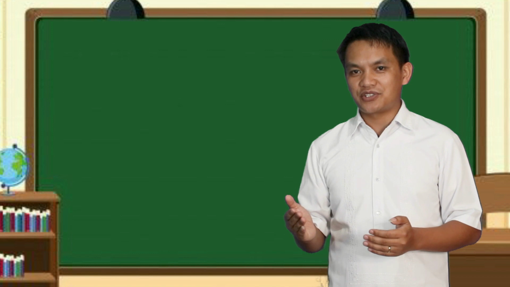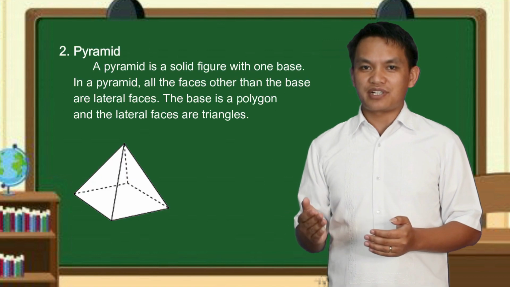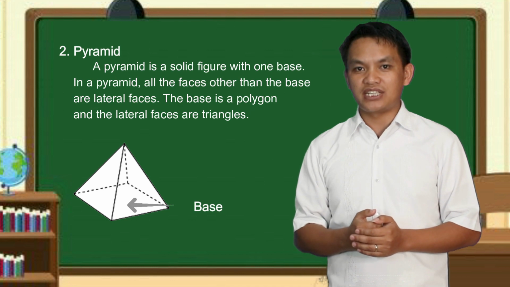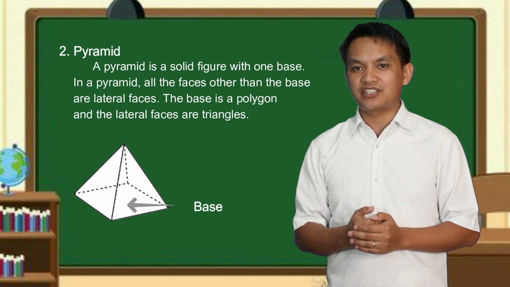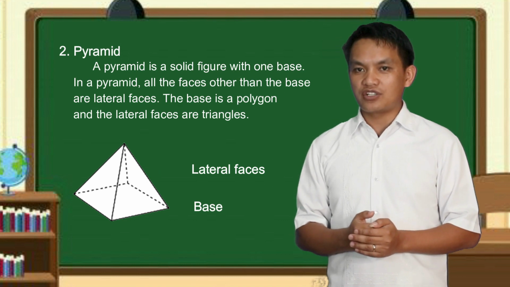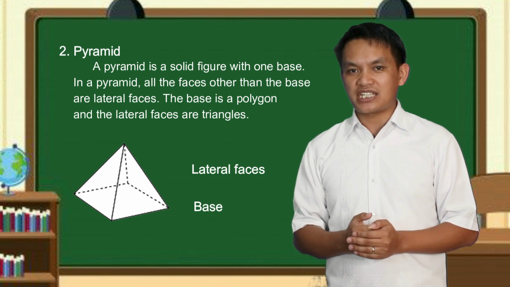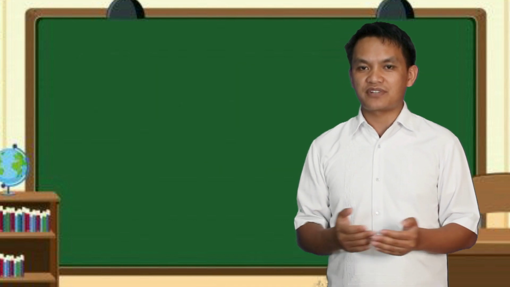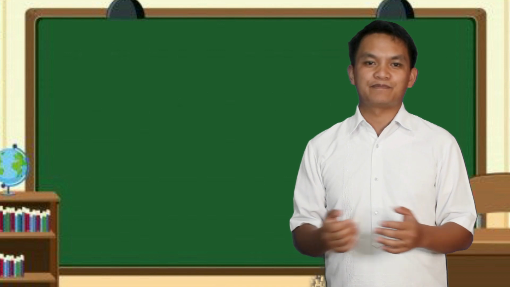Another solid figure is a pyramid. A pyramid is a solid figure with one base. In a pyramid, all the faces other than the base are lateral faces. The base is a polygon and the lateral faces are triangles. The following examples are different kinds of pyramid.